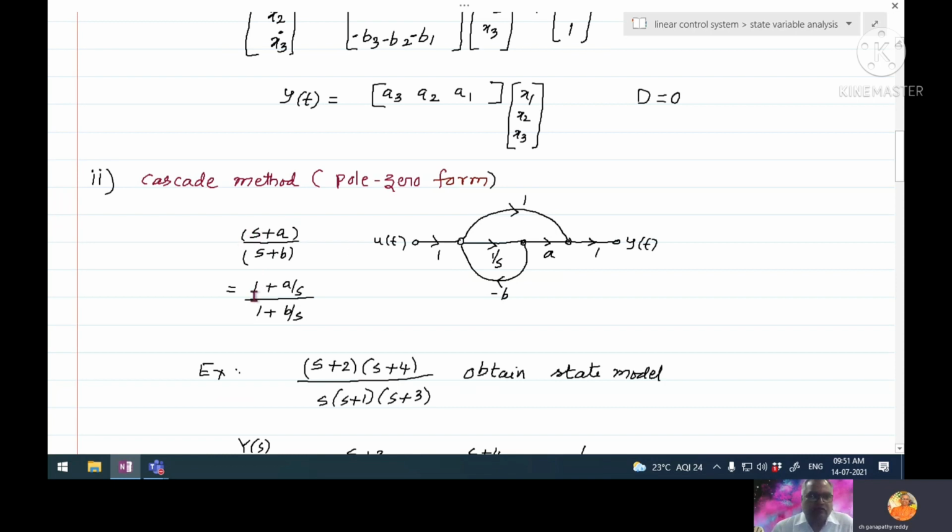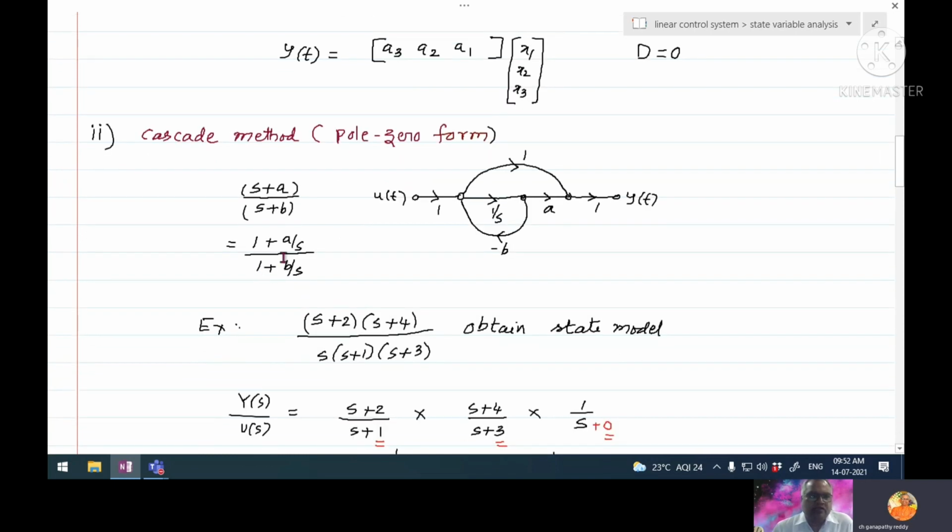So how can I do that? 1 plus a by s, dividing numerator and denominator by s, here also 1 plus b by s. The highest power is s in the denominator, so I am dividing numerator and denominator. Previously we have done the same thing. So 1 plus a by s over 1 plus b by s. Denominator 1 plus b by s is implemented always with the loops. Just look here: minus b, here 1 by s. So this loop will give the denominator.